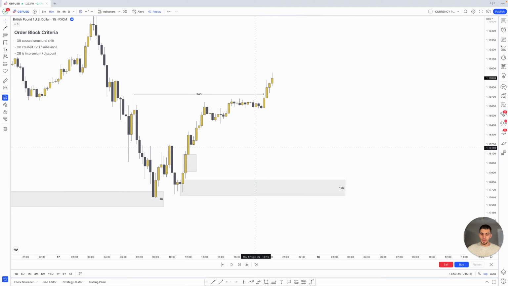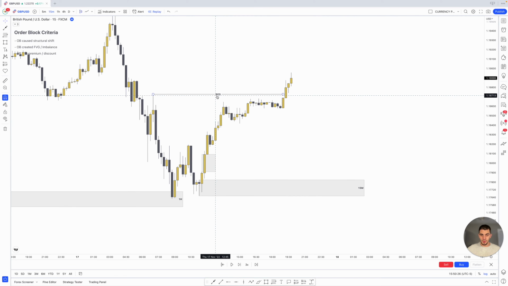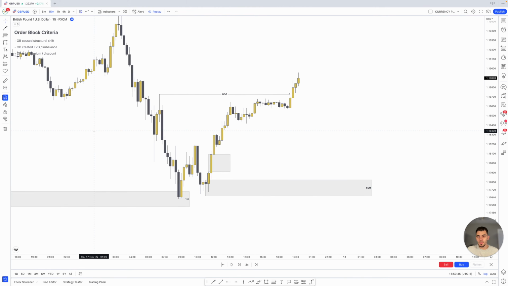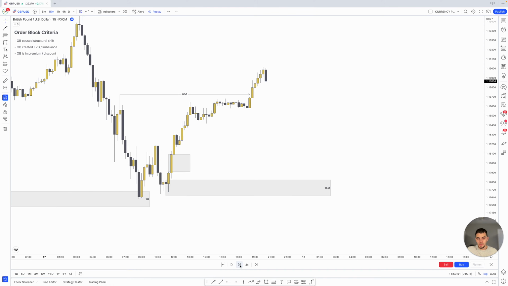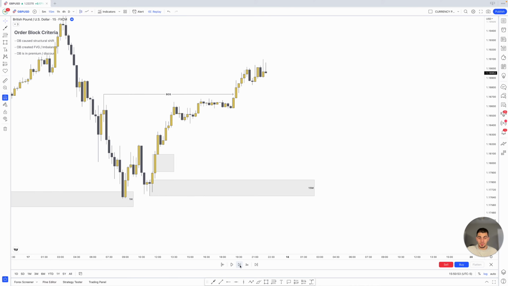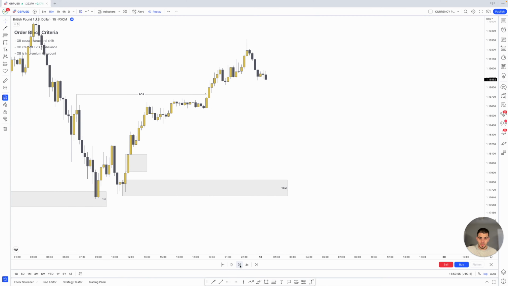So now that we've located the structural shift that occurred right here, we've located the imbalance / fair value gap right here, and we know that our order block is right here, what's the next thing on the list? Well, we need to ensure that the order block is in premium / discount pricing. Now we're looking for a buy position here, of course. So we want to be locating an order block that is in extreme discount pricing. And in order to do that, it's actually quite simple. Let's play price forward a little bit until it starts to turn around on us because we don't know where the high is yet.